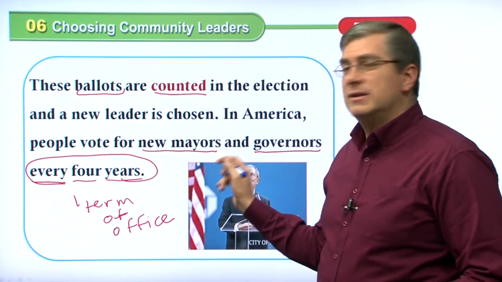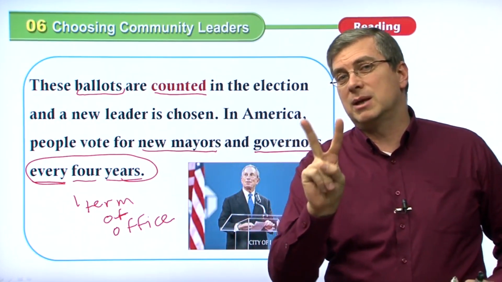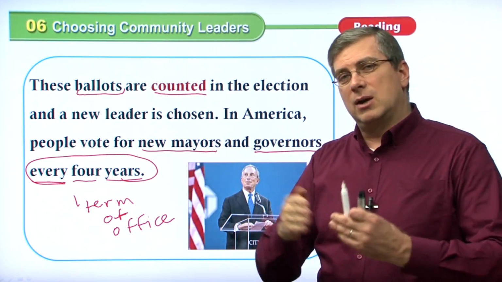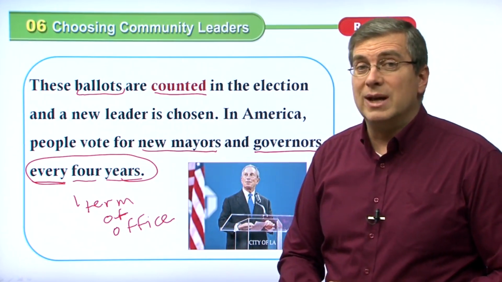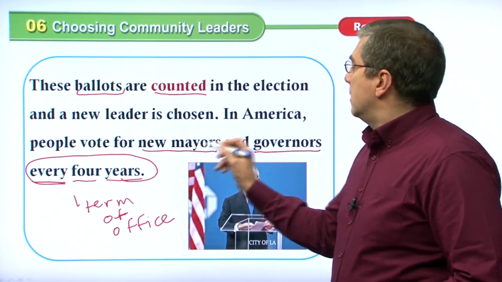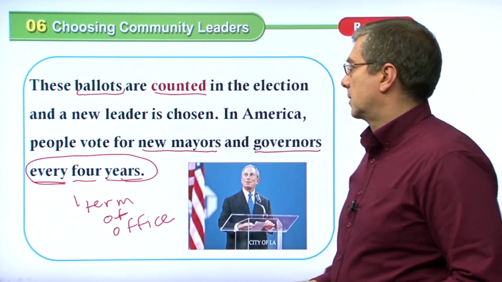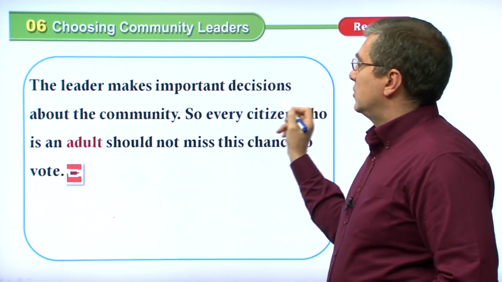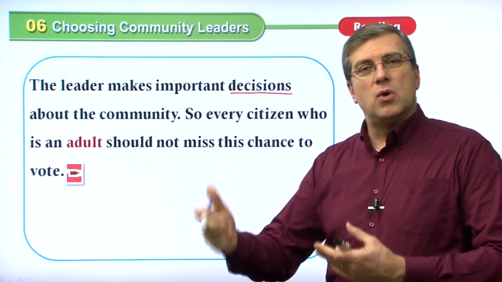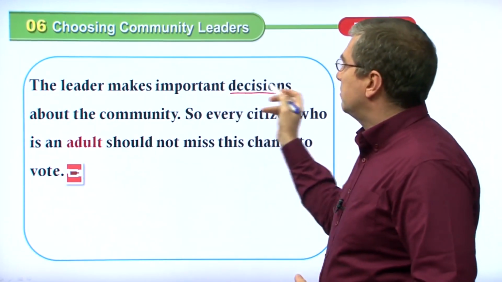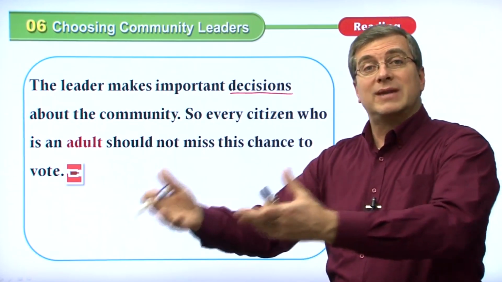By the way, the president in America also has just a 4-year term, but a president can only be elected twice. So a president in America can only be president for 8 years if he or she wins re-election. Okay, so anyway, people vote for new mayors and governors every 4 years. After 4 years, there's a new election. The leader makes important decisions. So just like citizens make a decision to vote for a leader, the leader makes important decisions about the community, right?